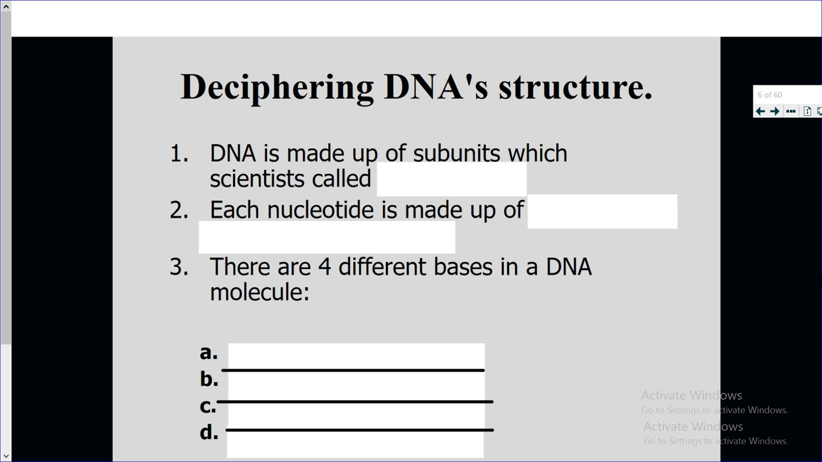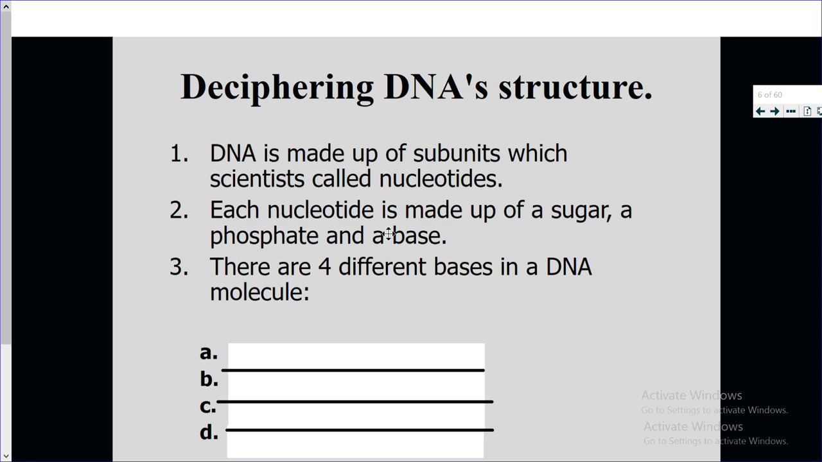All right, now down to your next box. DNA is made up of subunits, which scientists call nucleotides. Come on, you should be adding that into your paper. Now your third box. What are your nucleotides made up of? Speak up. Sugar, phosphate, and bases. SPB. PBS. PBS.